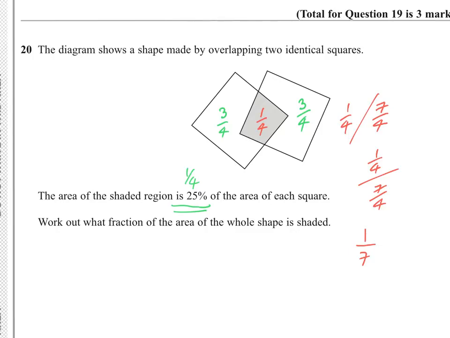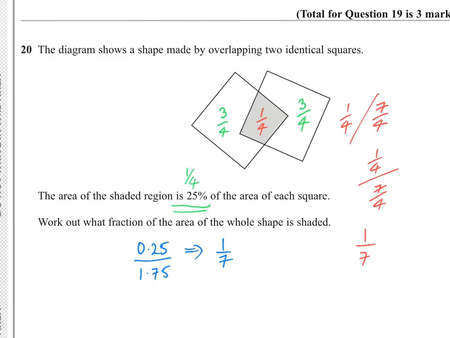And if you don't like that, just think about this on your calculator if you want. If you did 1/4 on your calculator, you'd get 0.25. And if you did 7 quarters on your calculator, you'd get 1.75. And if you did 0.25 divided by 1.75, well, my calculator converts straight away into a fraction, so if you're lucky enough to have one of those calculators, you're really good.